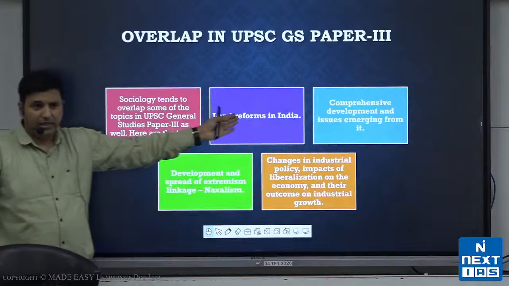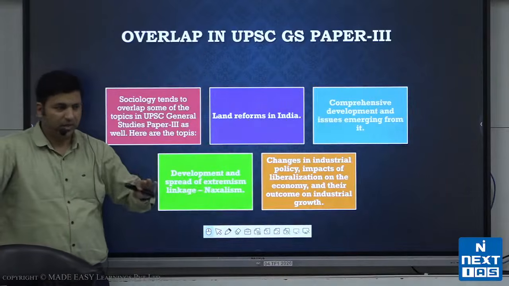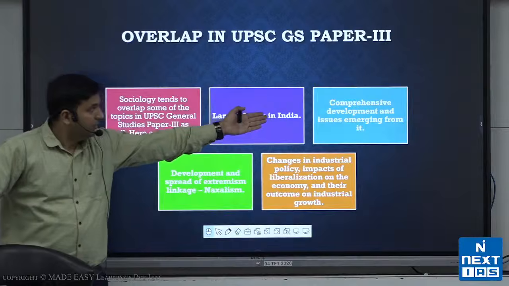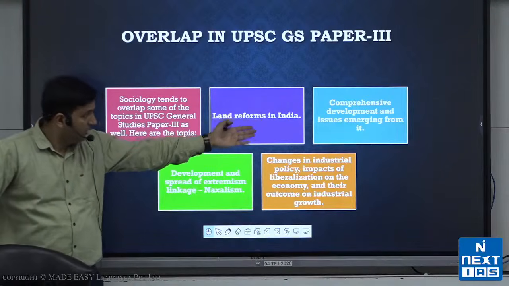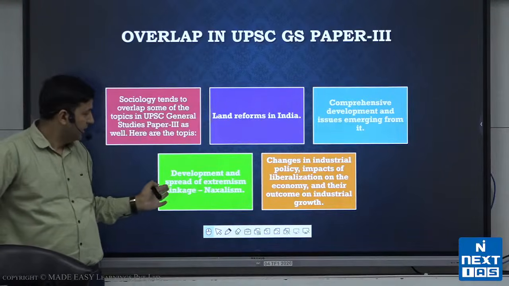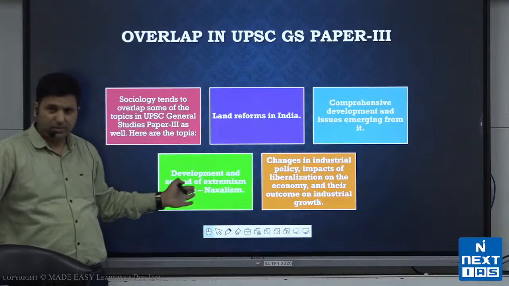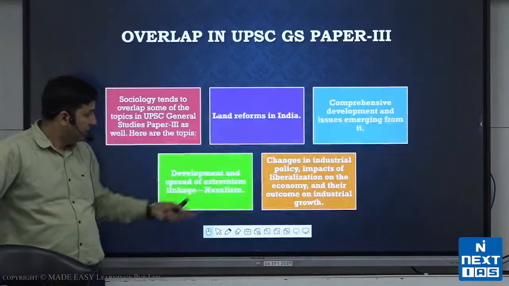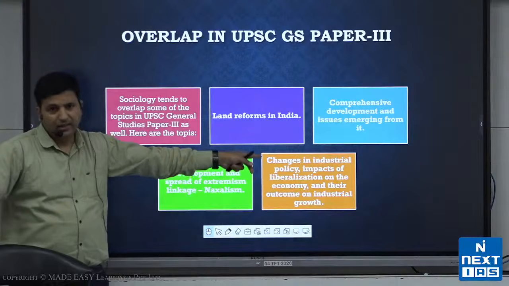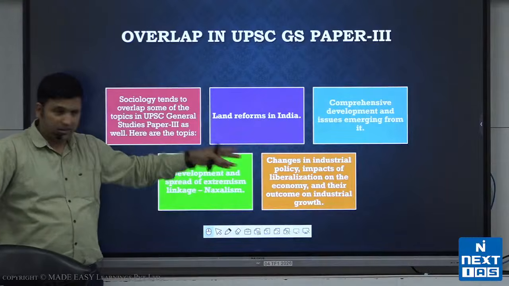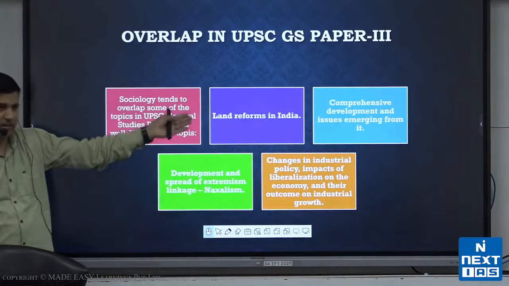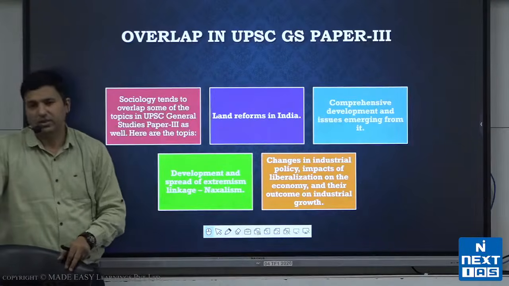These are the topics. Land reforms. हमारे syllabus में paper 2 में land reform है. Again, comprehensive development strategies, or issues emerging from it. Development and spread of extremism. Naxalism is a topic in paper 2. And then what are the changes in the industrial policy? In paper 2 we will discuss the impact of globalization, liberalization, privatization along with industrial policy in society.